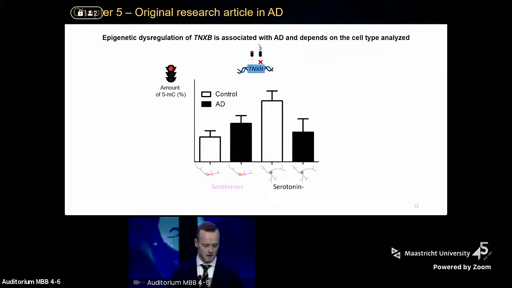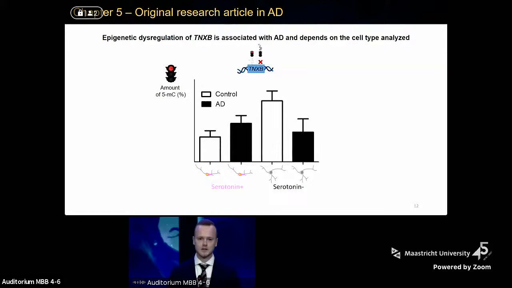So overall, we therefore concluded that the epigenetic dysregulation inside of this gene is not only associated with Alzheimer's disease, but also dependent on the cell type that you're looking at. And these findings, of course, have crucial implications for future studies, because it clearly demonstrates the need for doing single cell type analysis, as opposed to the bulk tissue analysis that is commonly performed up until to date.